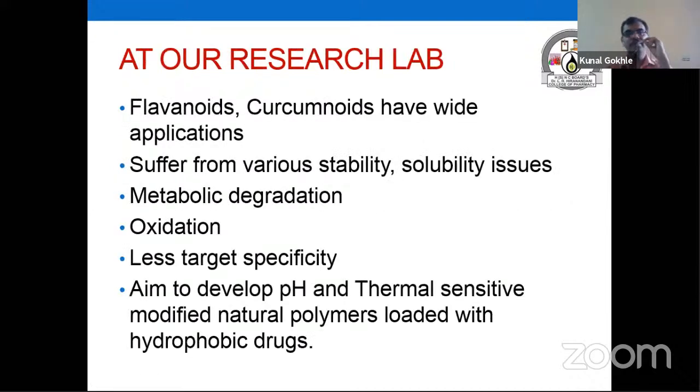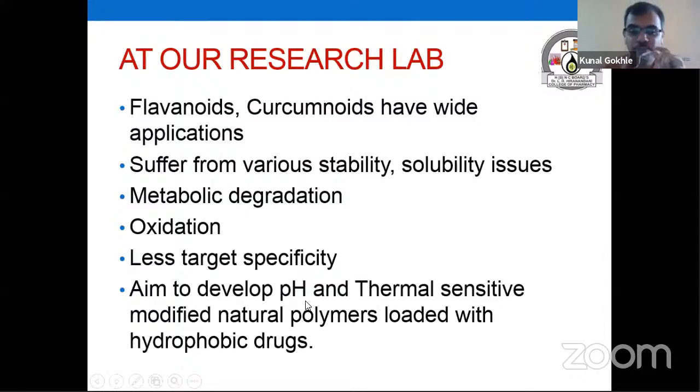So now, after looking into what others are doing in their research labs, I would like to share some of the research work that we are carrying out in our lab using polymers. We are majorly focusing on flavonoids and curcuminoids, because they are known for their stability issues and solubility issues. Though they have lots of biological activities, they have certain issues: they undergo very fast metabolic degradation by biological enzymes, because of which their bioavailability is very low. Because of their oxidation-prone nature, they are also found to be unstable. Then they have very low target specificity.